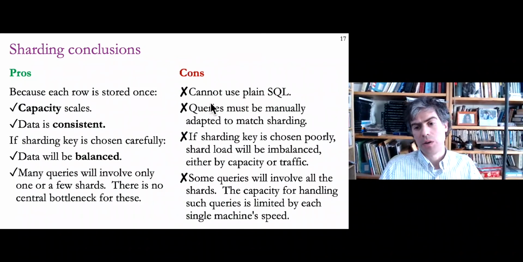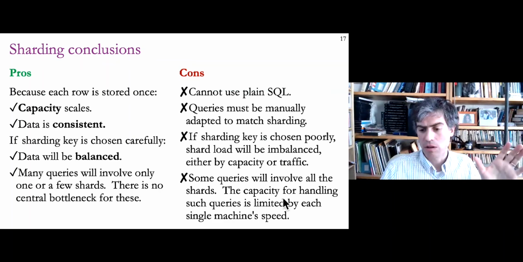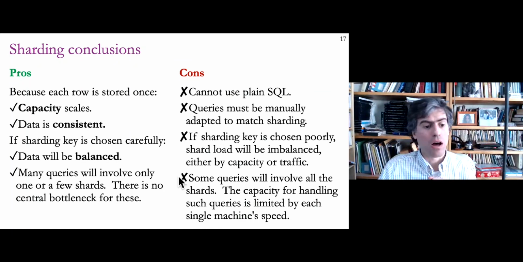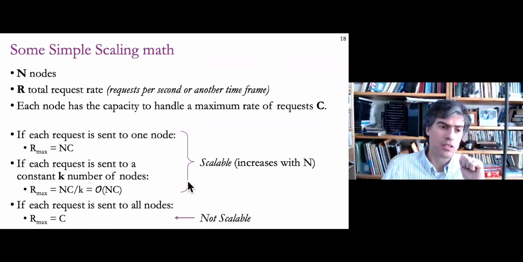The downsides are that you can't just use plain SQL to access your data. You need some kind of libraries to split up queries and join them back together cleverly. You have to manually adapt your queries to match the sharding. You have to be careful about choosing your sharding key so that you don't have an imbalance of data or an imbalance of traffic. And most importantly, this last one, there are going to be some queries that have to access every shard in a system, and when that happens, you've lost your ability to scale for the traffic, right? Once you involve all the machines in your requests, you're kind of in trouble.